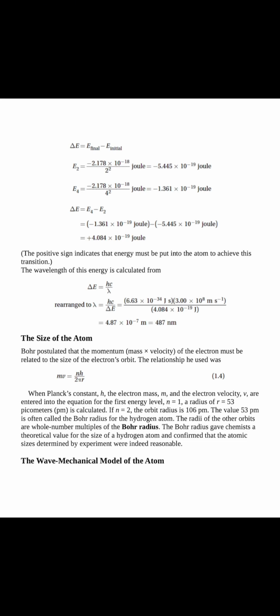The wave mechanical model of the atom. Soon after Bohr's achievement, for which he received the Nobel Prize, Louis de Broglie suggested that the electron could behave as a wave as well as a particle. One way of looking at this duality involves the equation for the energy of a wave. Energy equals Planck's constant multiplied by frequency equals Planck's constant multiplied by the speed of light divided by wavelength.